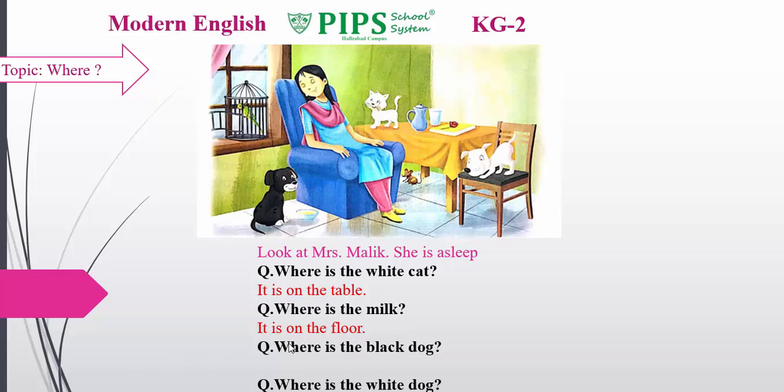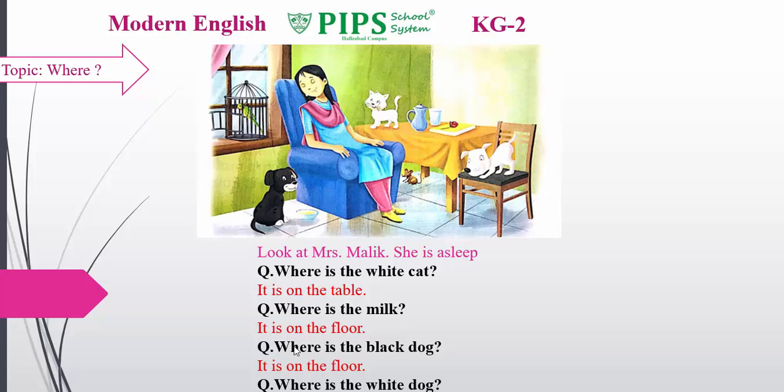Third question is, where is the black dog? काला कुत्ता कहाँ है? Look at the picture. The black dog is on the floor. So the answer is, it is on the floor.